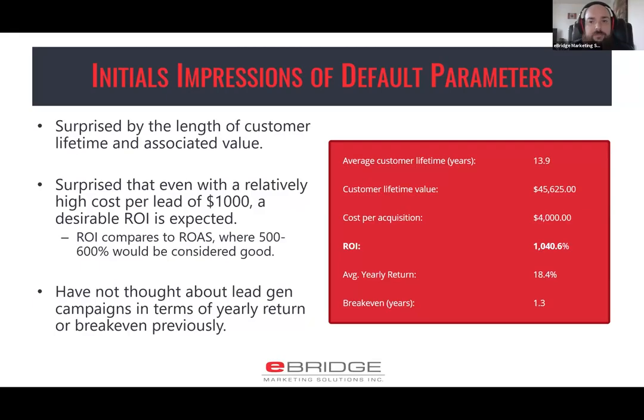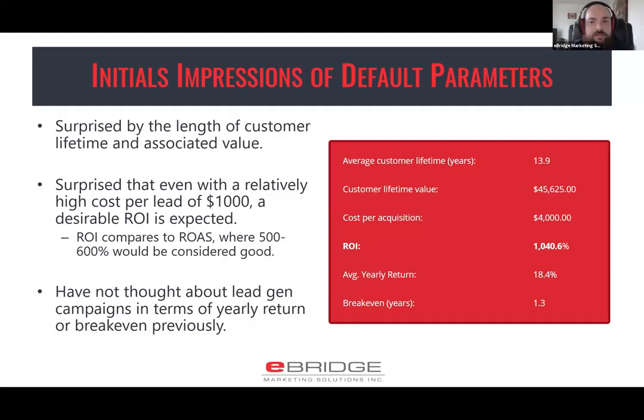And as a rule of thumb, in advertising, so not in lead generation, but in advertising, there's a metric called return on ad spend. And in that realm, about 500 to 600% is considered good. Obviously, more than that's better. So we can use that as a rule of thumb here for lead generation as well. And an ROI of 1,000% obviously exceeds that 500 to 600 range, so certainly considered a good ROI here. At least that's my first blush impression.